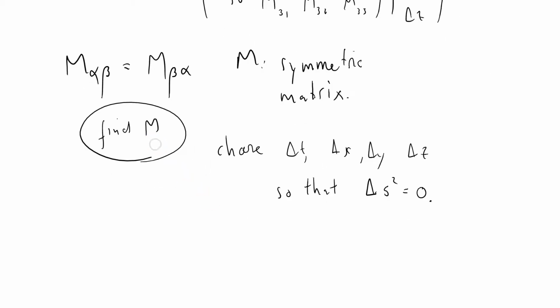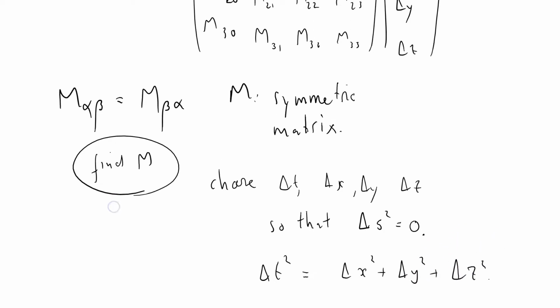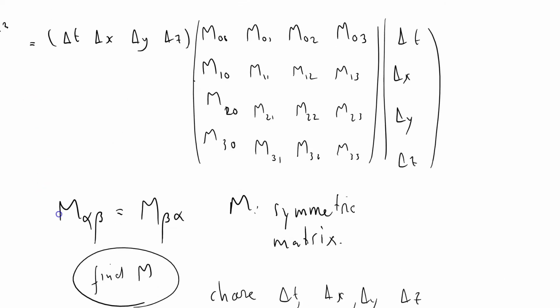And so that tells me that delta t squared equals delta x squared plus delta y squared plus delta z squared. So I'm just going to choose these values and I'm going to see what happens. In order to find out what this matrix is, I'm going to partition it. Maybe I'll use a different colour. Shall I use blue? Green.